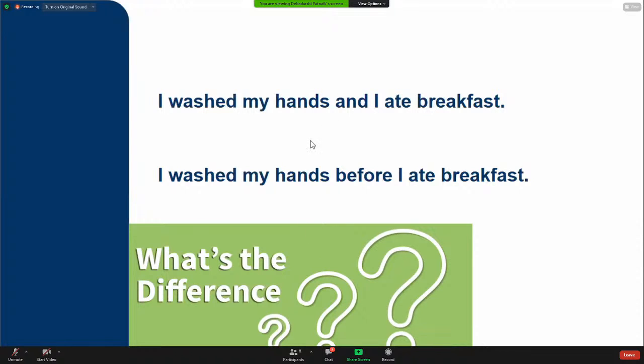The question is, what is the difference between "I washed my hands and I ate breakfast" and "After breakfast"? No. I washed my hands and I ate my breakfast.